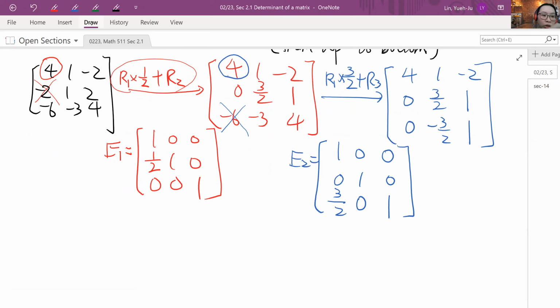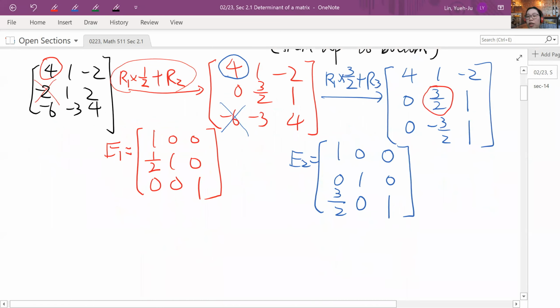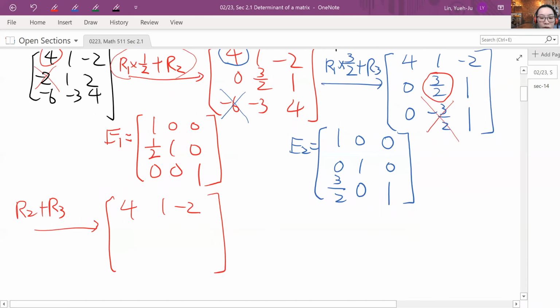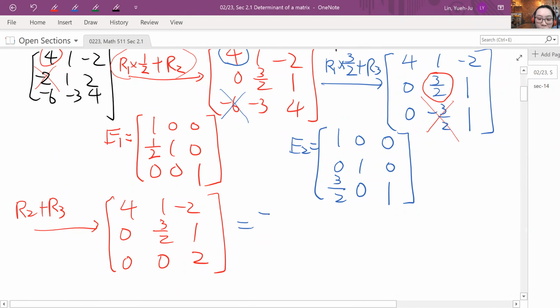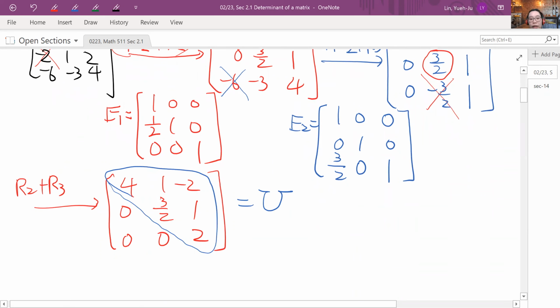Okay, the last thing, we're almost done. We just need this second pivot 3/2 here, and I want to clear out this -3/2. So the last action I need to do is to take row 2 and add it to row 3. So this would be the second row, and 0, 0 and 2. As you can see, after 3 actions, this is already strictly upper triangular. Let me remind you, strictly means that the diagonal entries are all non-zero. So this is our U already.